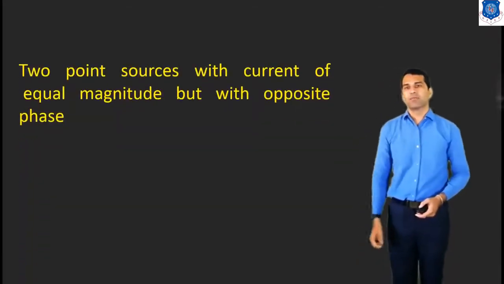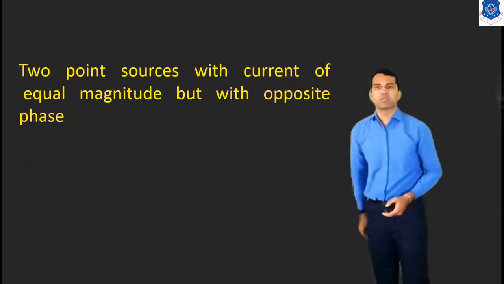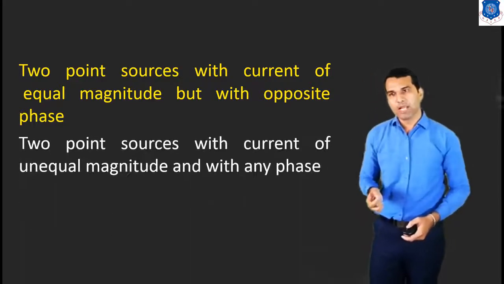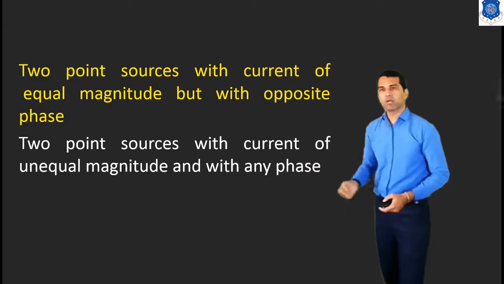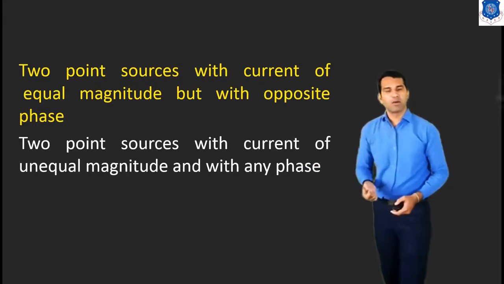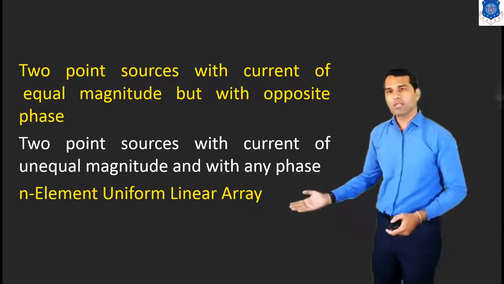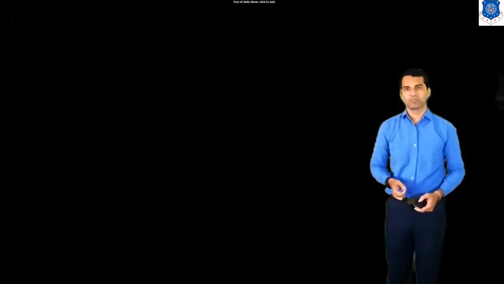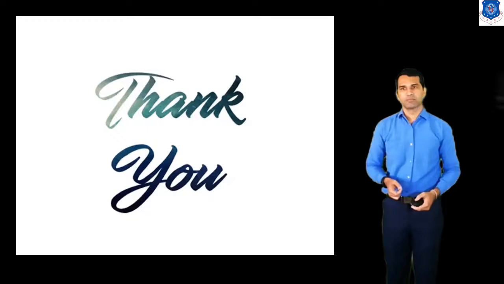So in this lecture, first we discussed the 2-point source with currents of equal magnitude but opposite phase. Then we discussed a 2-point source with currents of unequal magnitude with any phase. And last we discussed the n element uniform linear array. Thank you.